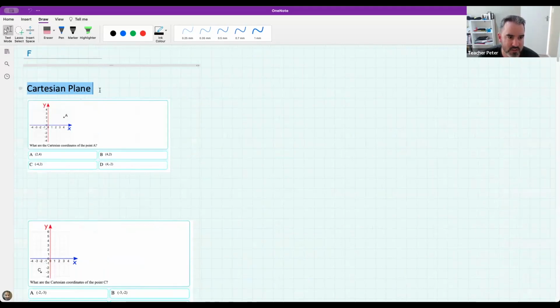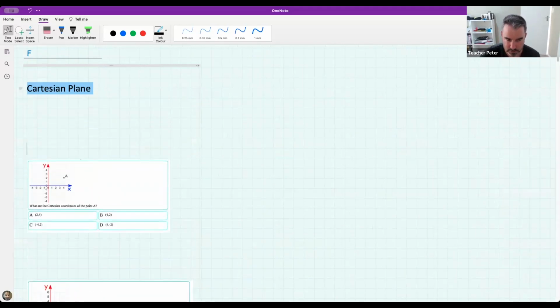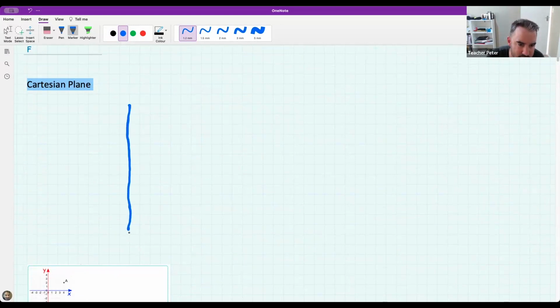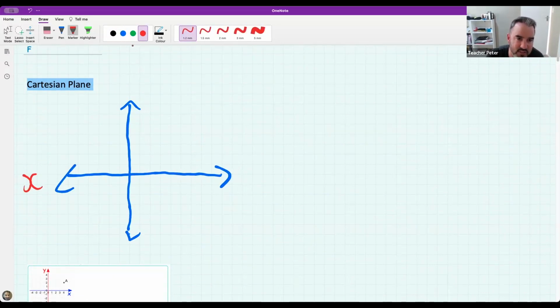What is today going to be about? So really, analytical geometry or XY geometry is all about geometry on the Cartesian plane. And the Cartesian plane is just a grid where the horizontal axis is called the x-axis and the vertical axis is called the y-axis. And on this axis, we have a whole bunch of points.